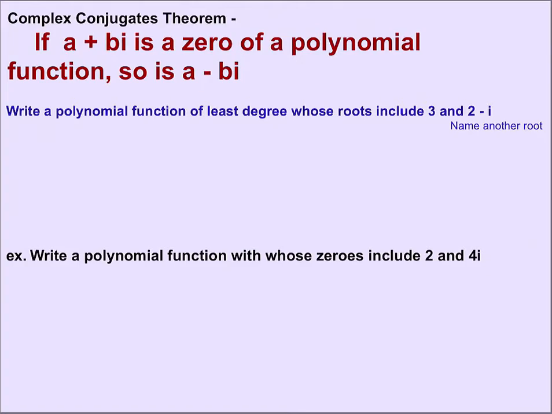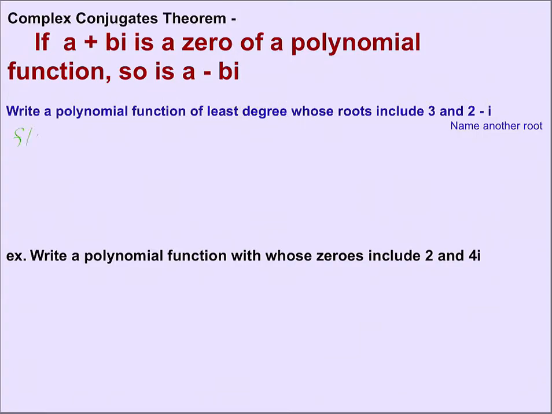So write a polynomial function of least degree whose roots include 3 and 2 minus i. The "of least degree" is just the question's way of saying don't get fancy, just keep it as simple as you can. Of least degree means don't do anything extra, just the bare minimum.